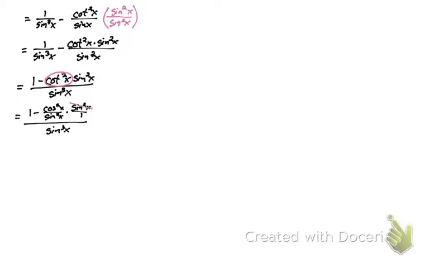We're going to see our sine squareds cancel out. And also I have 1 minus cosine squared. Sine squared plus cosine squared equals 1, so that's just going to equal sine squared. If I do a little work off to the side, sine squared x plus cosine squared x equals 1, I move the cosine over, and sine squared x equals 1 minus cosine squared x. So I can replace that 1 minus cosine squared with sine squared.